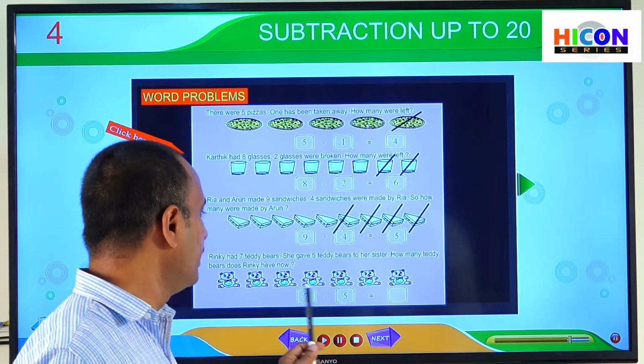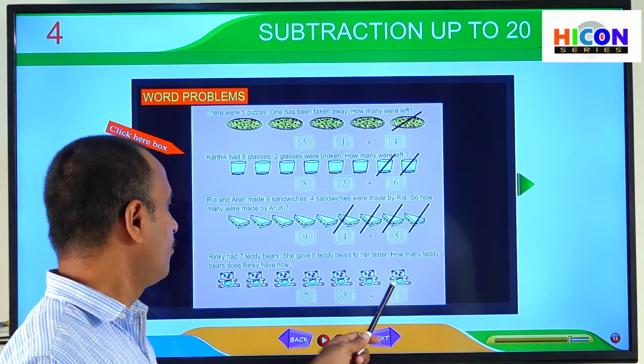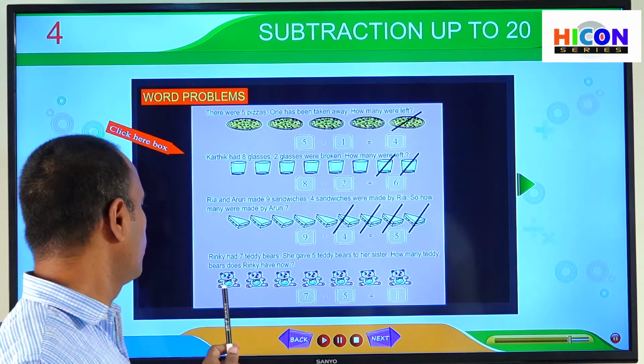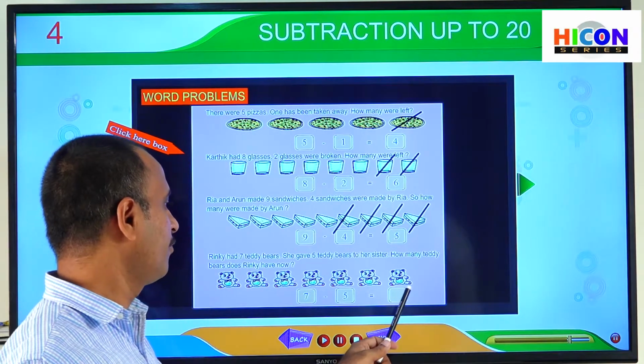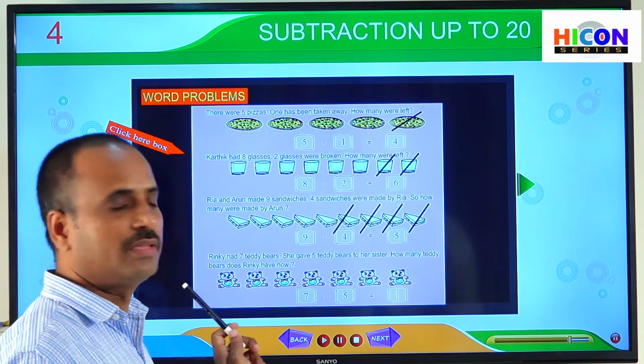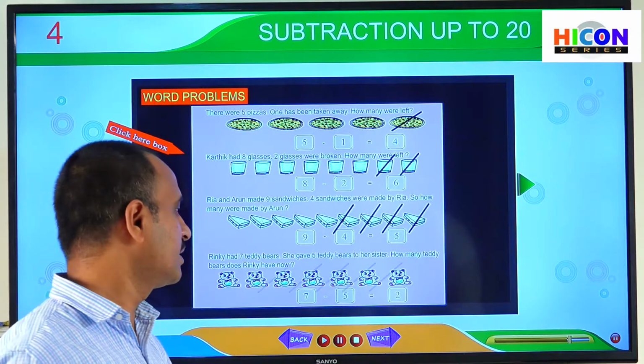Next, how many bears will be left with Rinki? If you strike off 5 teddy bears, how many teddy bears will be left? So, let us count: 1, 2. If you strike off 5, 1, 2, 3, 4, 5, how many are left? There are 2 teddy bears left. So, write 2 in this box. So, the answer is 2.